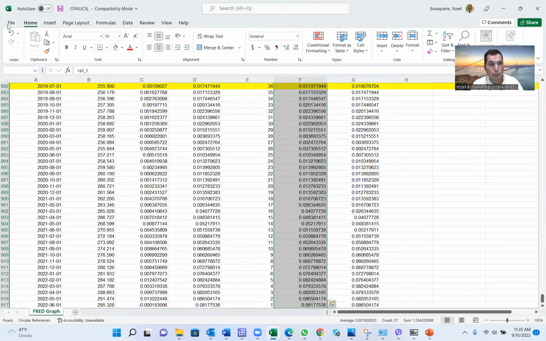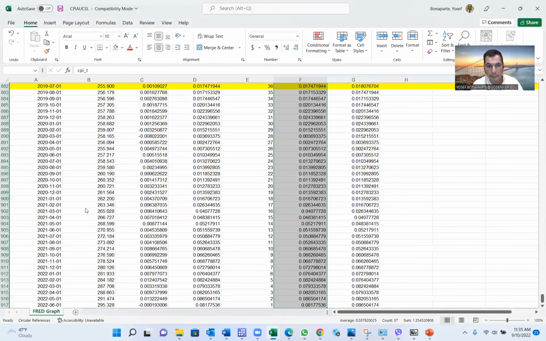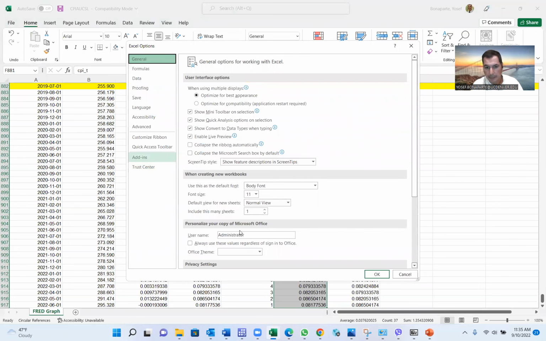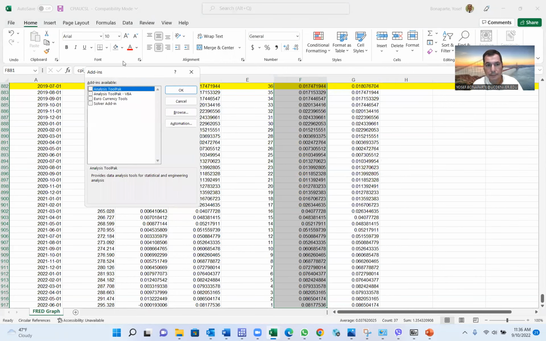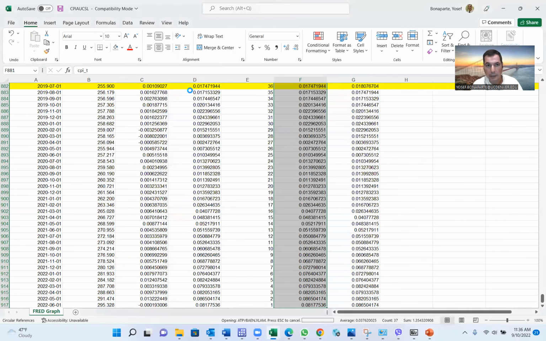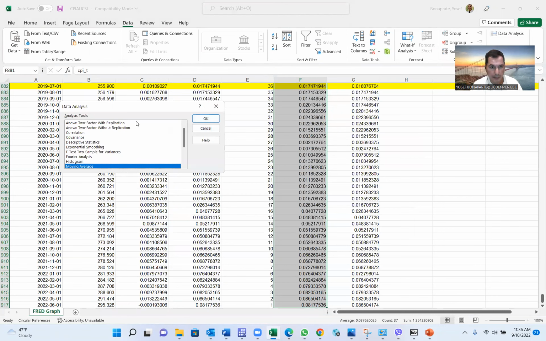So you go to File, Options, Add-ins, Go, and then you need to add the Analysis ToolPak. Do OK. And when you go to Data, you can see something in the corner saying Data Analysis. You click on it, and you go to something called Regression.